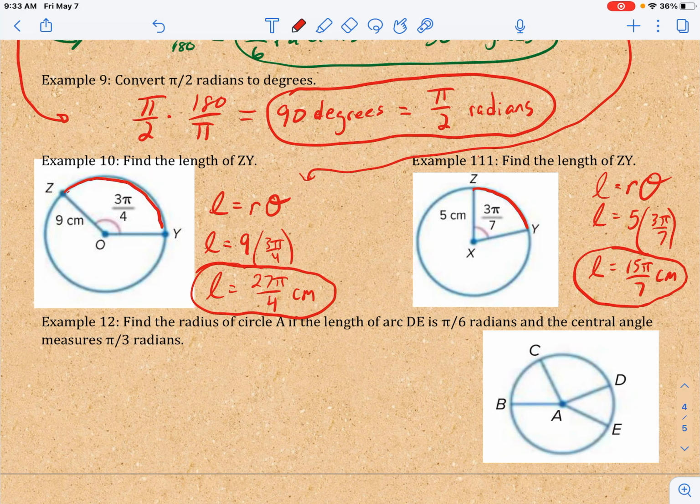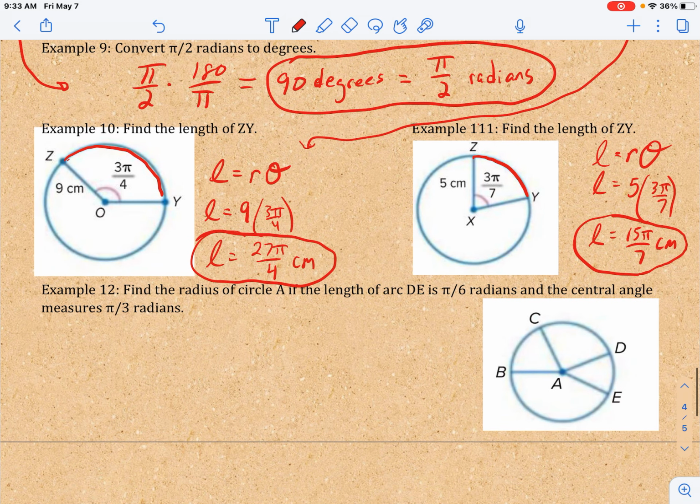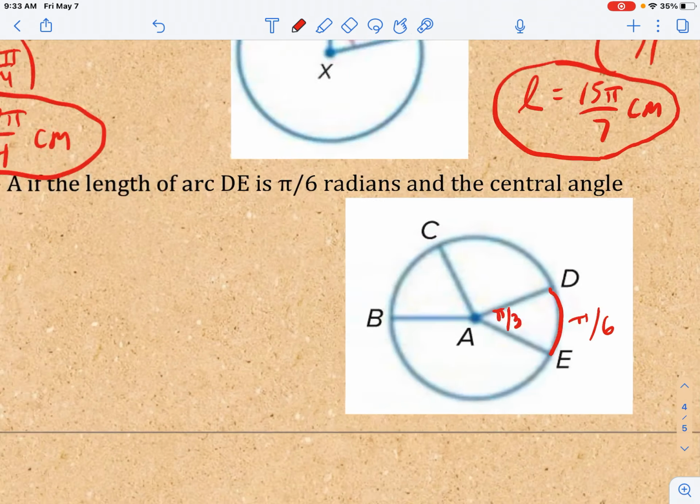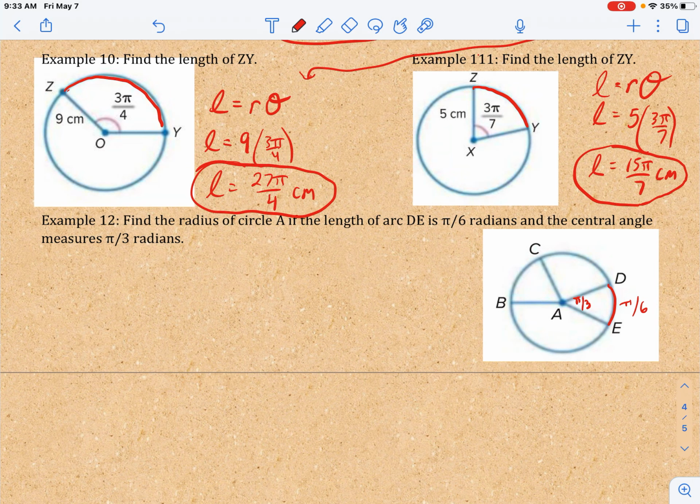All right, so last one. Find the radius of a circle if the length of arc DE is pi over 6 radians, and the central angle measures pi over 3 radians. So again, now if we want to find the radius, the angle is in radians, right? So that's where we're going to use the arc length equals radius times theta. So again, we're just going to plug and chug. Pi over 6 equals radius, which we're trying to find, times pi over 3.